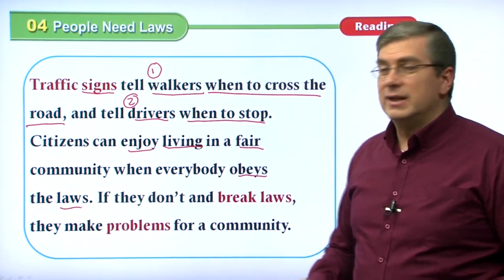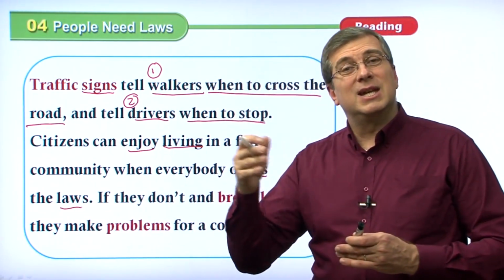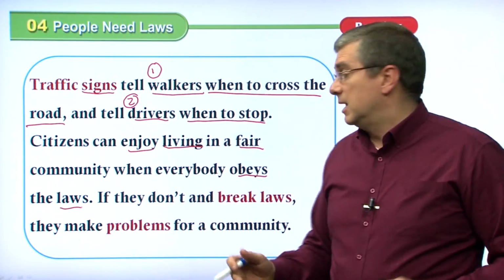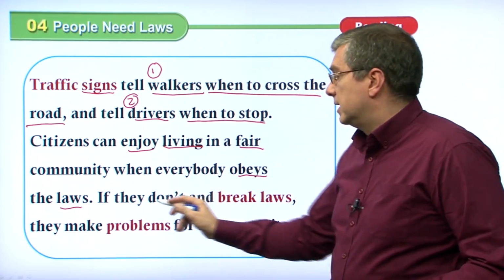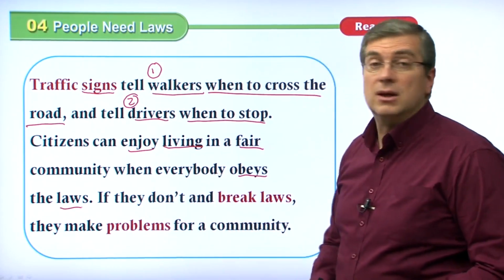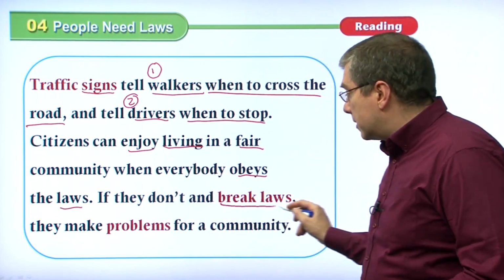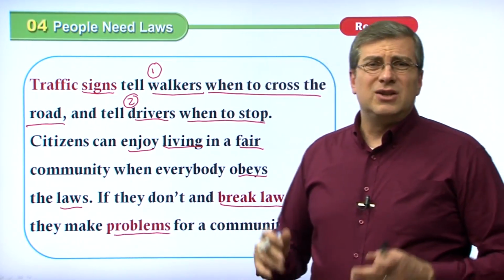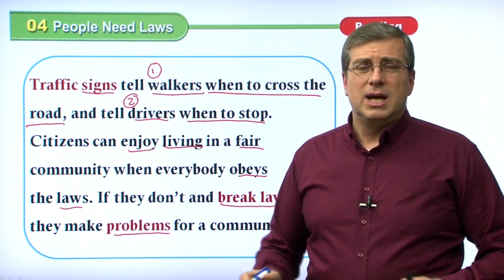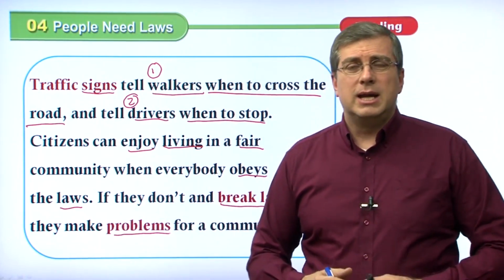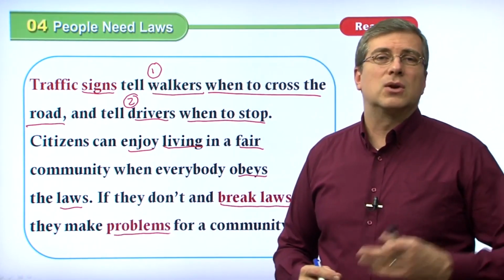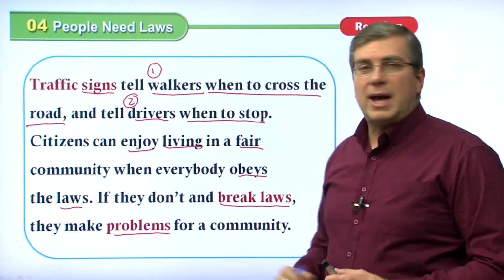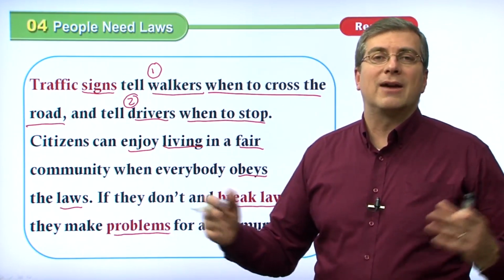Our last sentence is about what happens if that's not true. If people don't follow the laws, what happens? In that case, if they don't follow or obey the law, and they break the law, they make problems for a community. So you don't want to make problems for the community. You don't want to cause trouble. You don't want to make difficulties for other people. You don't want to do that, right? So you want to have a nice community. You don't want to have problems.